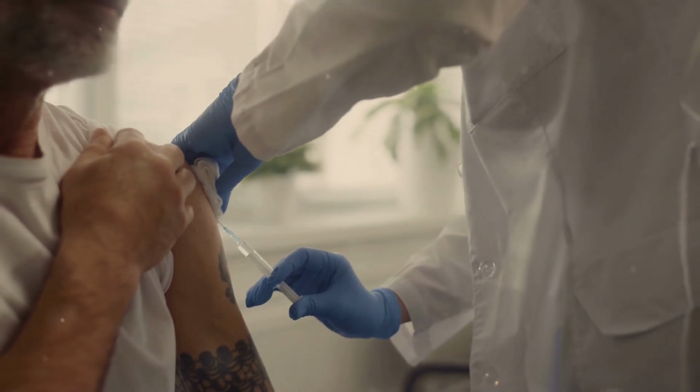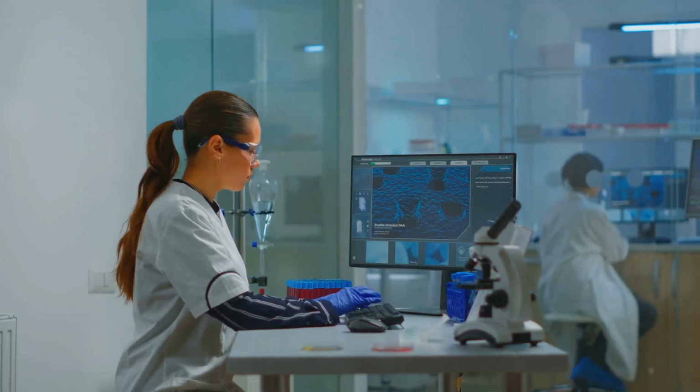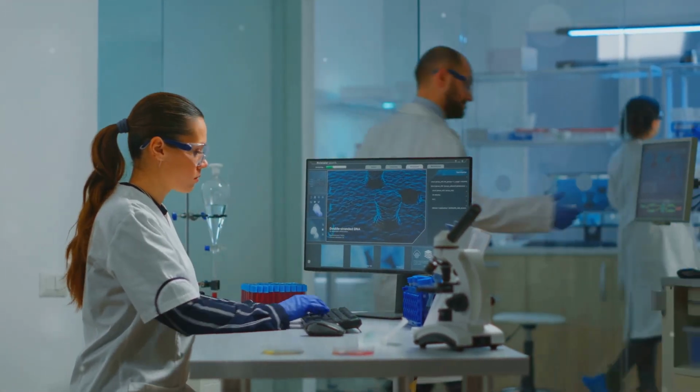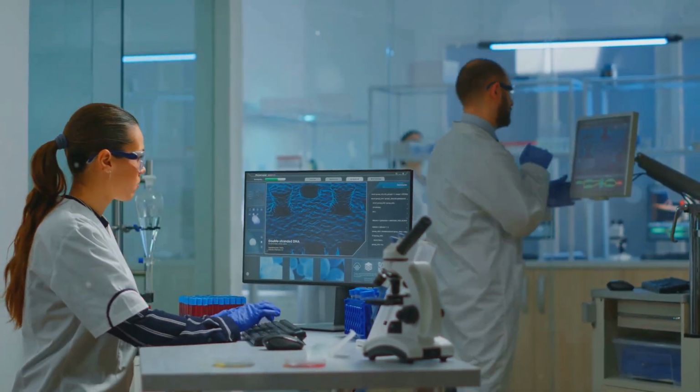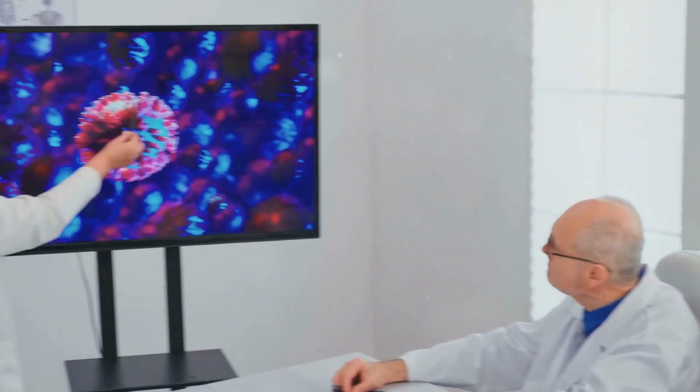The fight against viral diseases is ongoing. Scientists are working to develop new vaccines, antiviral drugs, and other therapies to combat these tiny but powerful invaders. The more we learn about viruses, the better equipped we will be to defend ourselves against them.